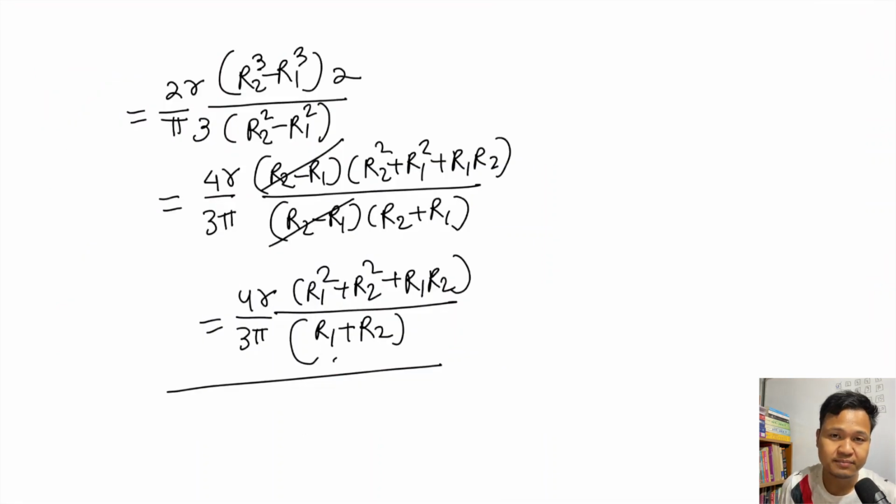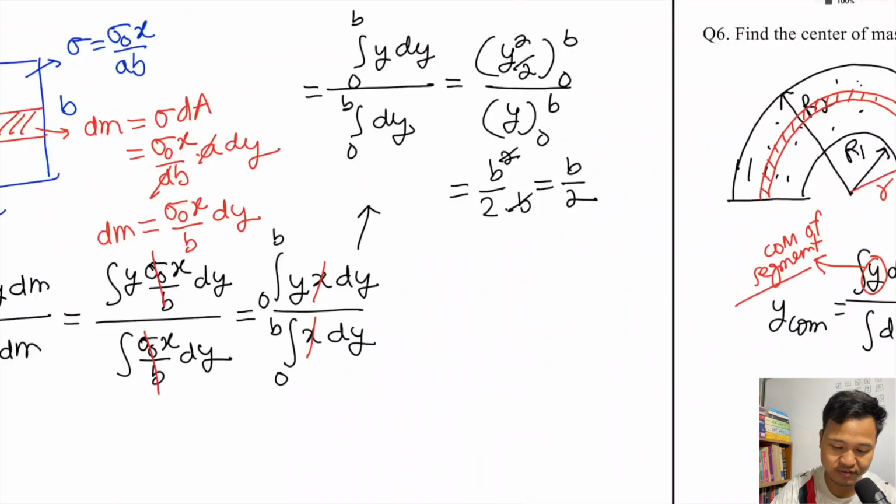Okay, so we'll end up here. I hope you understand how to find center of mass for non-uniform rigid bodies.